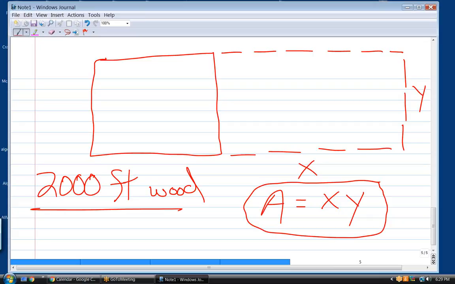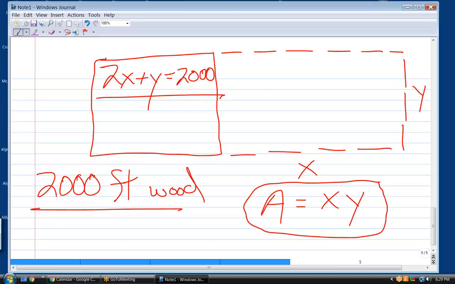But since I have this other constraint that I have 2,000 feet of wood, what other equation can I come up with that regards x and y that's independent from this equation? 2x plus y is equal to 2,000. I don't need the other side of that corral. In other words, I don't need a rectangle. I only need three sides of it. I've got a building over here that'll keep the cattle in.